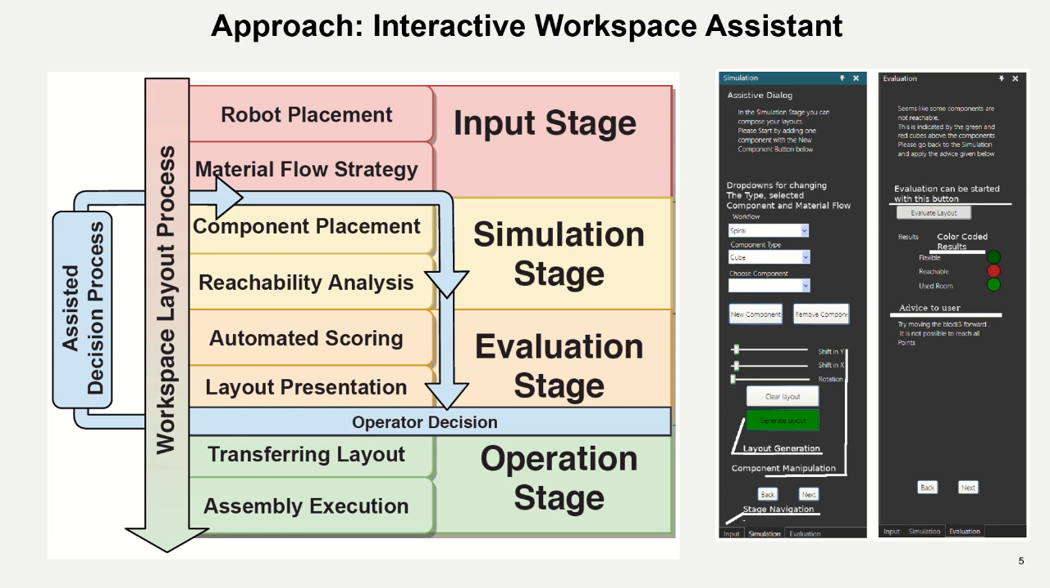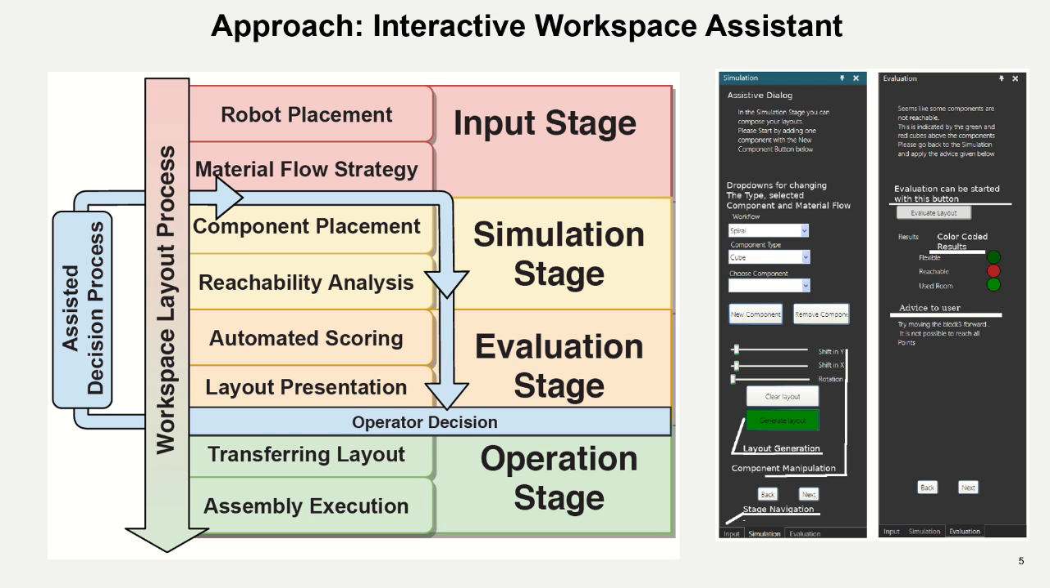The interactive workspace assistant is subdivided into four stages. In the input stage, the initial values for the process are defined. Later, in the simulation stage, the components are automatically placed in the composable workspace, and the reachability analysis is performed. The process moves on to the evaluation stage, where an automated scoring is presented as well as the generated layout to the operator.